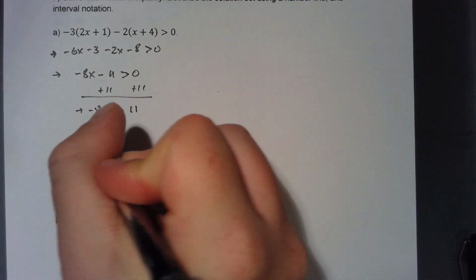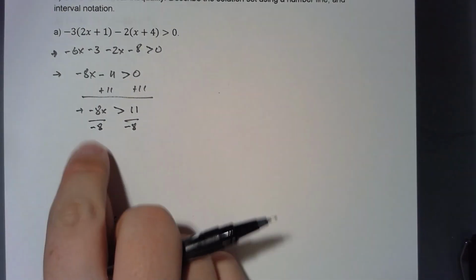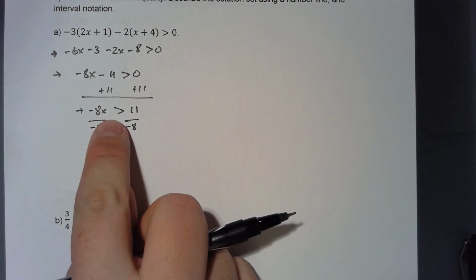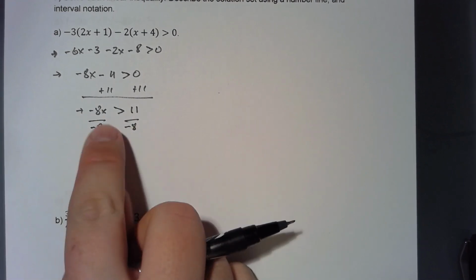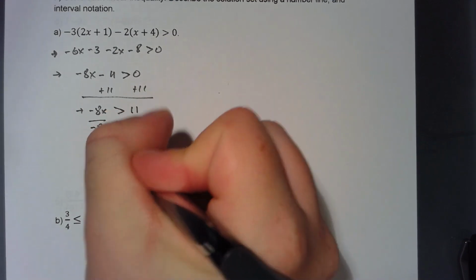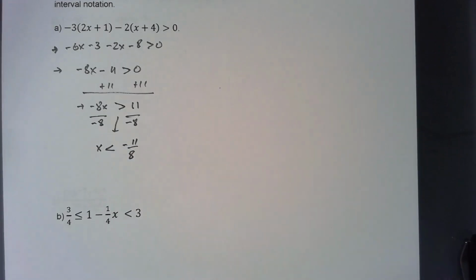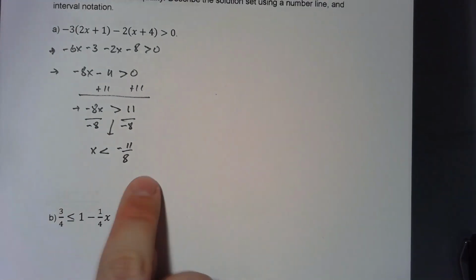Divide both sides by -8. So remember, when you divide or multiply an inequality by a negative number, you have to flip the inequality. So this greater than becomes less than -11/8. X is by itself, so this is the solution.